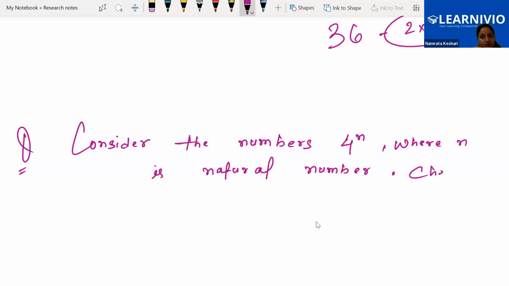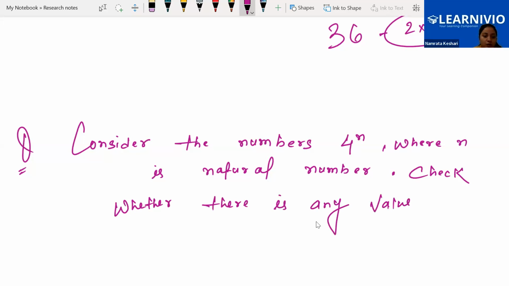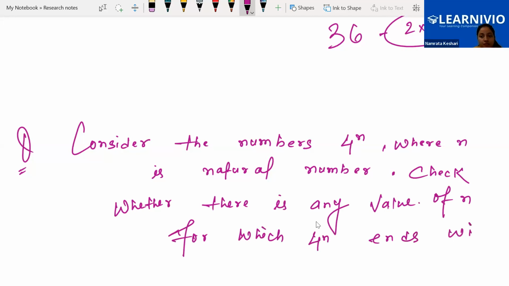Check whether there is any value of n for which 4 to the power n ends with the digit 0. We will try to understand this question first.